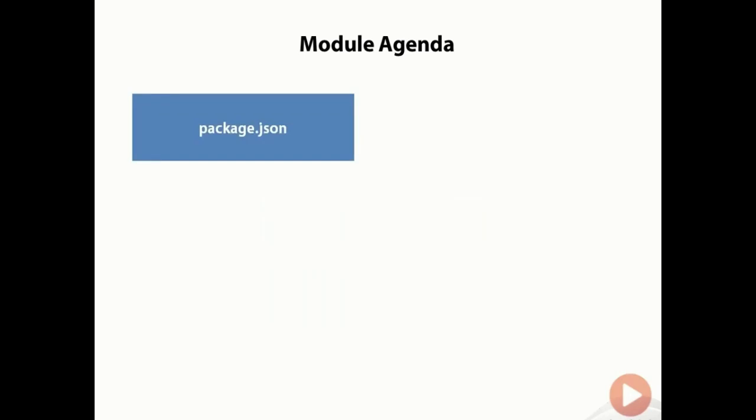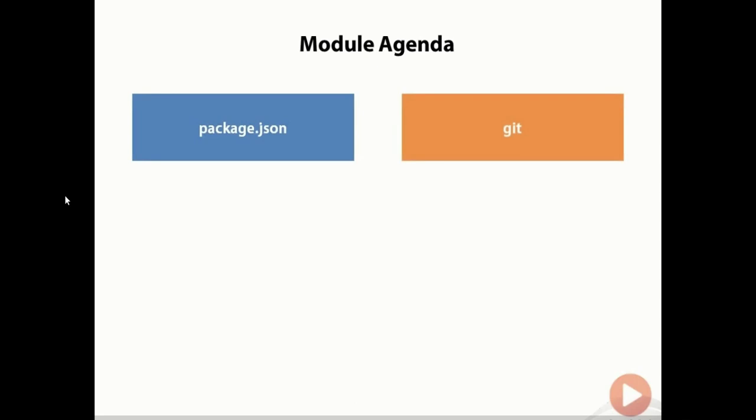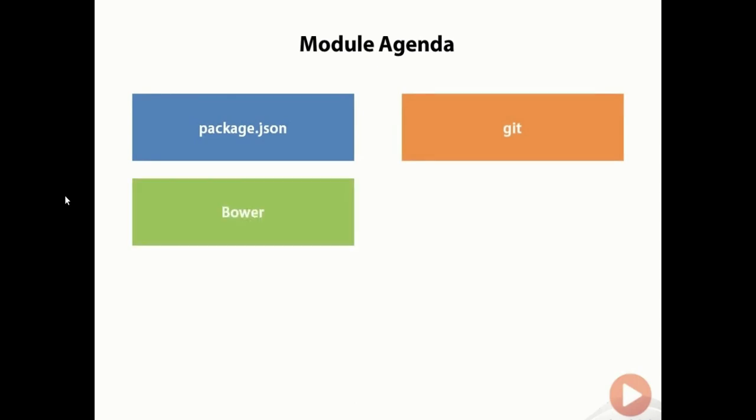Let's look at the agenda for this module. We will start it off by creating a package.json file for our project, which will store which modules our Node application depends on. Then, we will add Git so that we can keep our project under source control and also deploy our code to Heroku. After that, we will use Bower to install our client-side dependencies, and you will see how easy and convenient it is to manage your client-side dependencies with Bower.